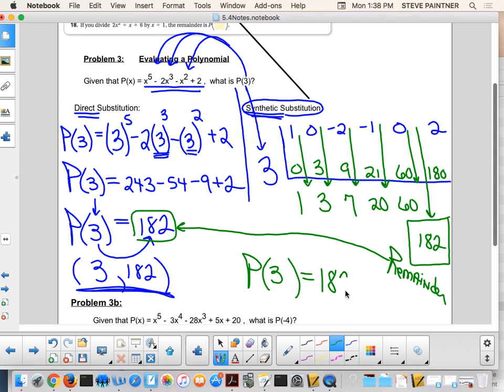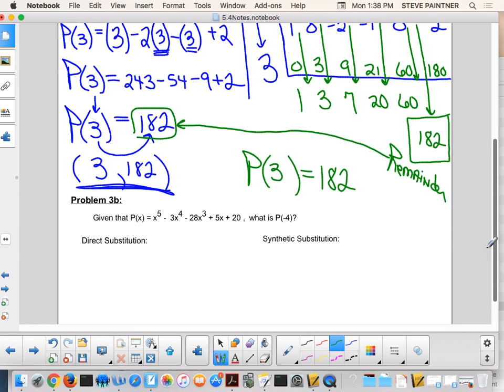182. So this is what you need to say on the test. On the test, you have to tell me, when I let x be 3, I get out 182. I'm not going to make you do this on the test, but what does it really mean? You found a point. The point is? 3, 182.